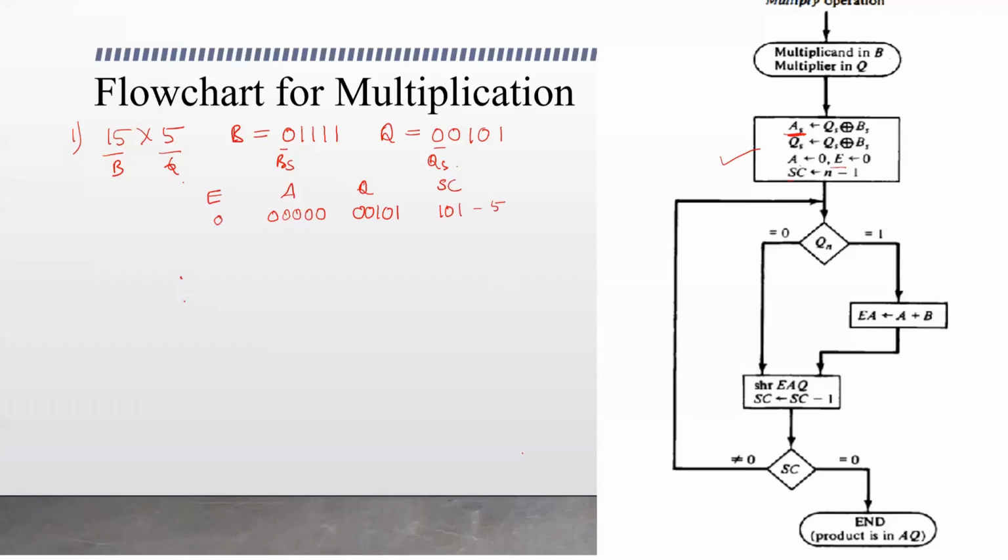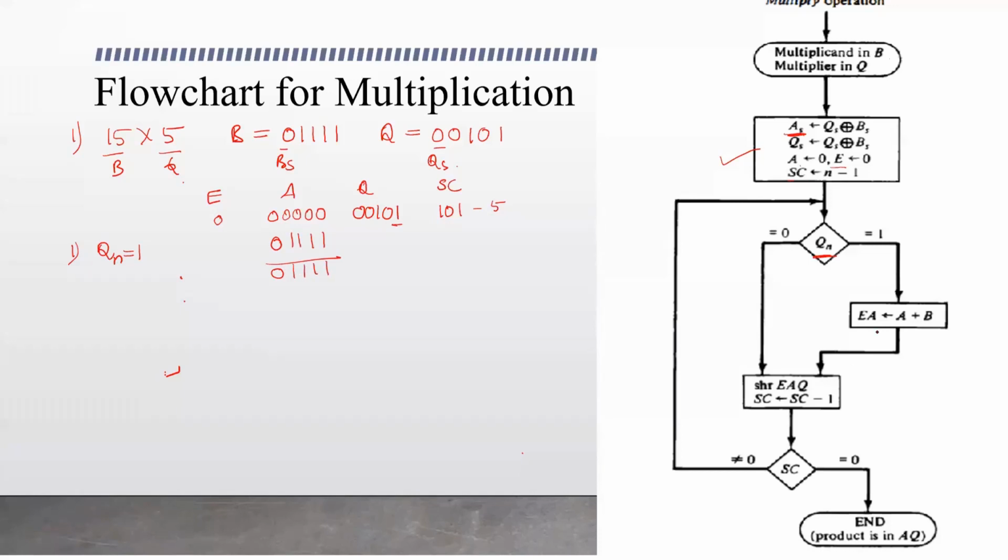The first process is, we need to check Qn. What is Qn? Qn is 1. So when Qn is 1, what do we do? We add B to A. A is here and B is 0 1 1 1 1. When you add this, you get 0 1 1 1 1.